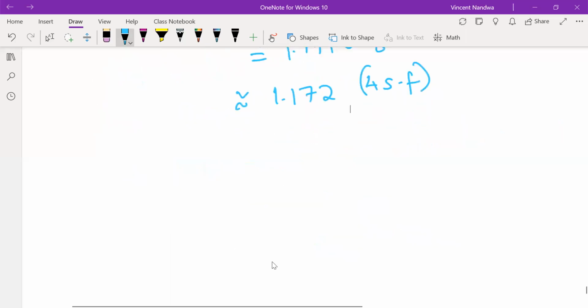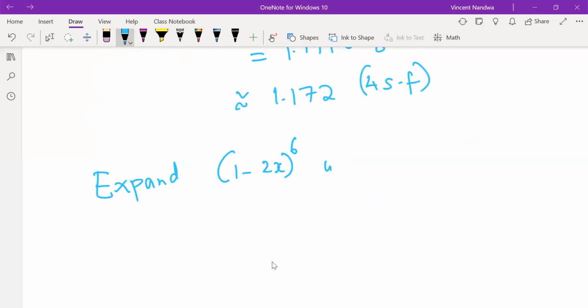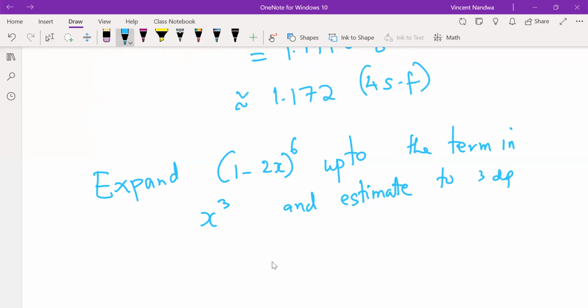Next, expand (1 − 2x)^6 up to the term in x^3, and estimate to 3 decimal places the value of 0.98^6.